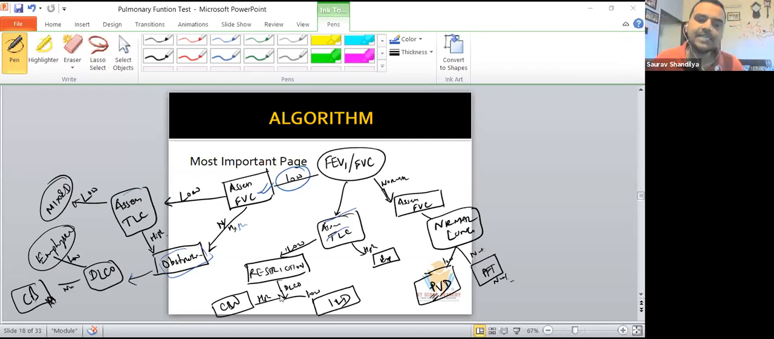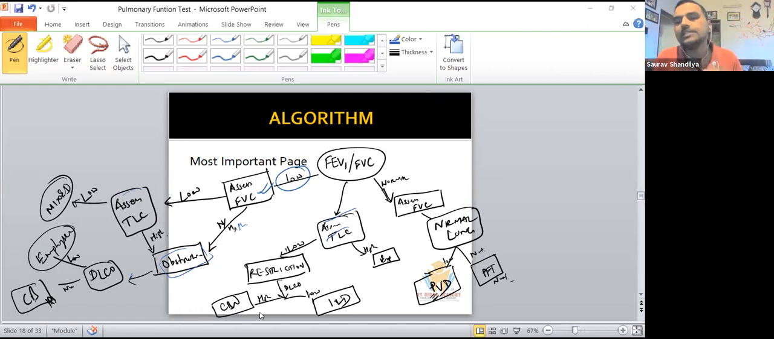If the DLCO factor is high, that means it is a chest wall deformity, because if the carbon monoxide diffusing capacity is much higher, that means the lung is normal. What is creating the problem in restriction? I told you, restriction can have a problem right from the spinal cord to the intercostal muscles, right? So anything which is creating a problem apart from the lung parenchyma tissue, that could be the chest wall, right? So chest wall deformities.